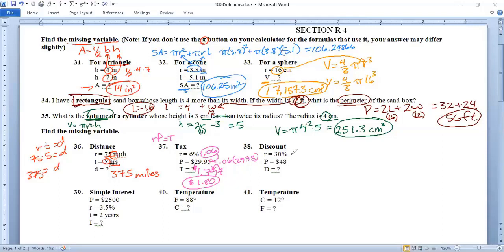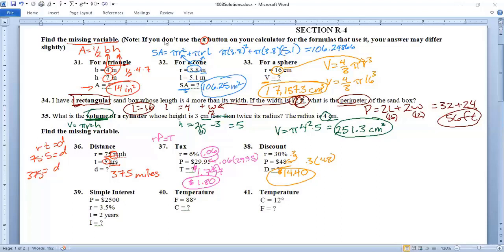Number 38. The rate is 30%, so that's 0.3. And again, it would be the same thing. Rate times the price, 0.3 times 48 is going to be the discount. 0.3 times 48 is 14.4. And if we're talking dollars and cents, that's $14.40. Excellent.